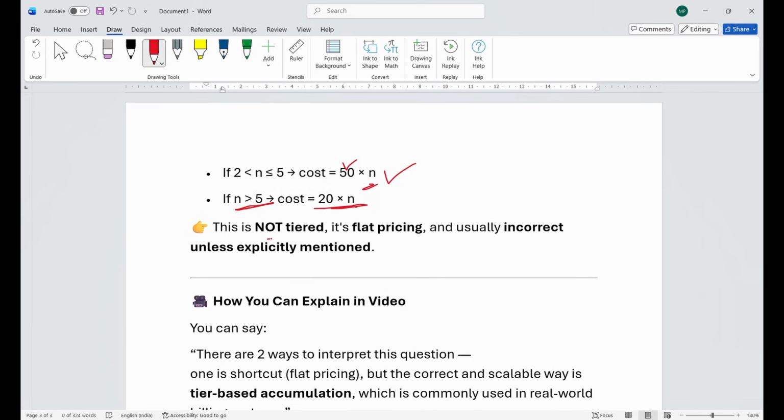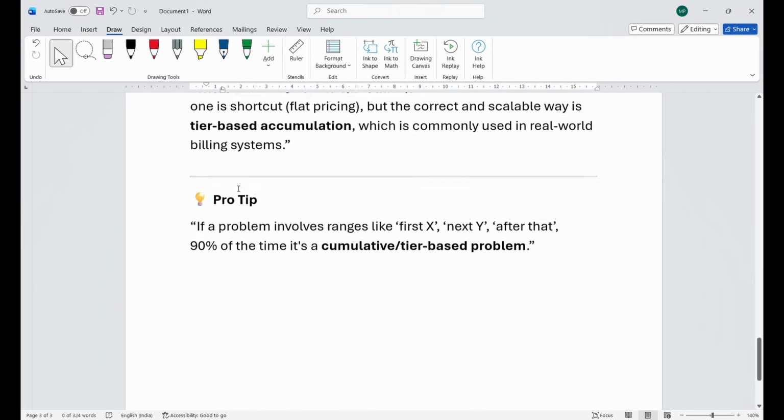So if it is not tiered or it's a flat pricing, this approach is correct. But usually this is incorrect unless explicitly mentioned. So it has to be mentioned by the questioner itself.